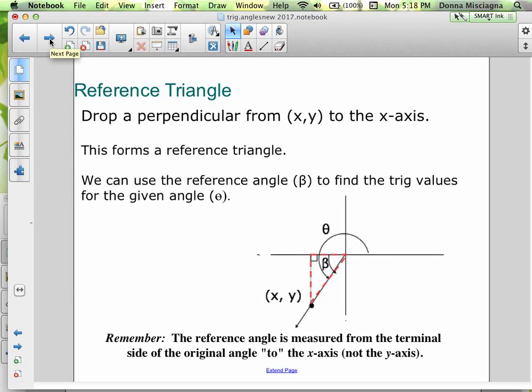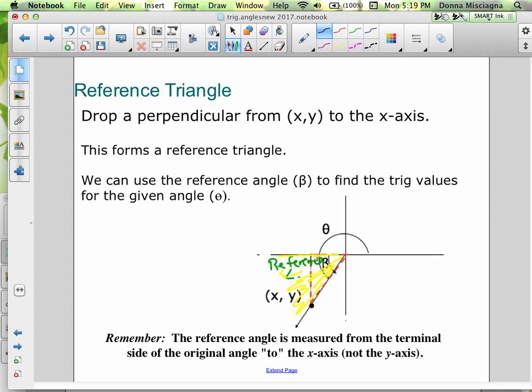Here, let's go through this a little bit in terms of our reference triangle, which is essentially our reference angle made into a triangle. And then we'll go through the steps to evaluating our reference triangle. So for our reference triangle, you're going to drop a perpendicular from xy to the x-axis. So here, if this was our reference angle, right? So let's say this is our reference angle. This angle right here.